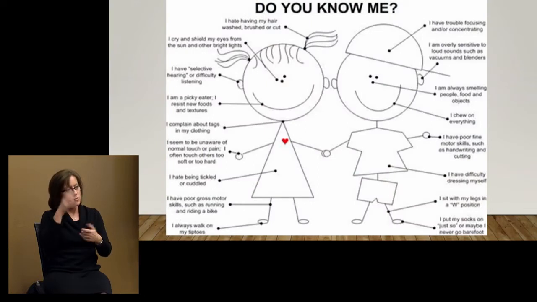If you can read this, it says, I have trouble focusing and concentrating. I chew on everything. I like to sit with my legs in the V position. I hate being tickled or cuddled. So you should have a good idea of your student by looking at their sensory components, by looking across those areas.